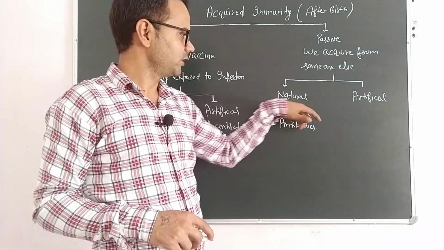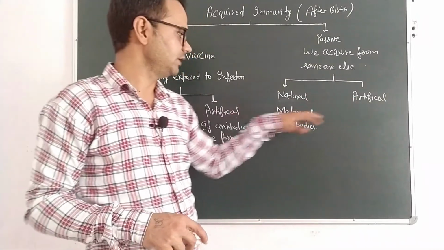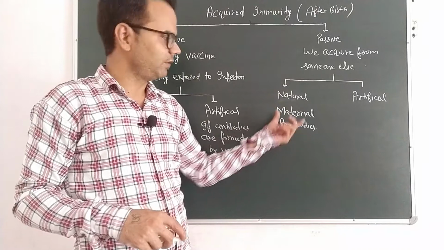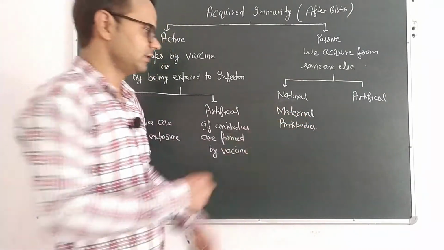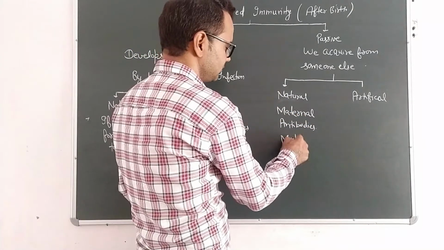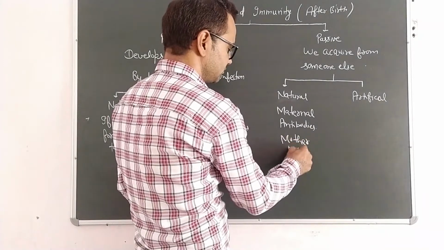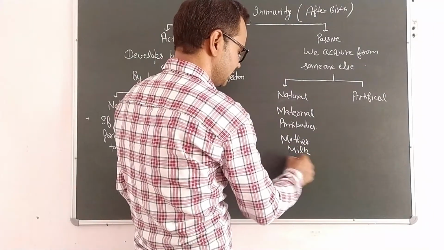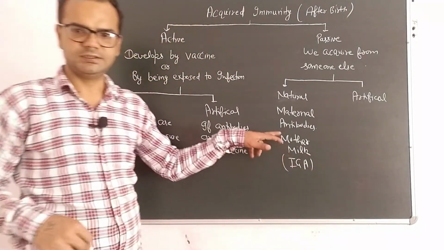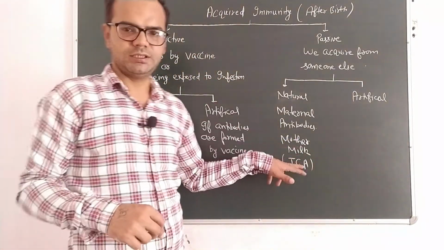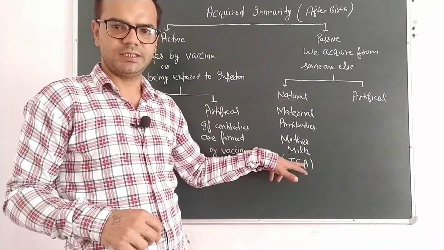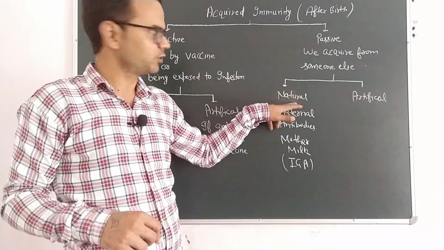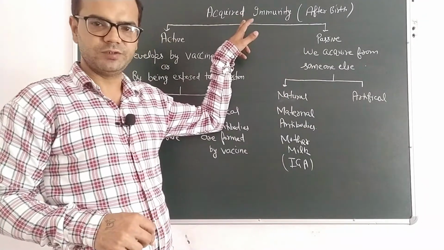It is further of two types, natural and artificial. In the natural type we have maternal antibodies. The baby receives them from mother's milk. Mother's milk is rich in a special type of immunoglobulin, that is IgA, that provides antibodies. That is natural passive acquired immunity.